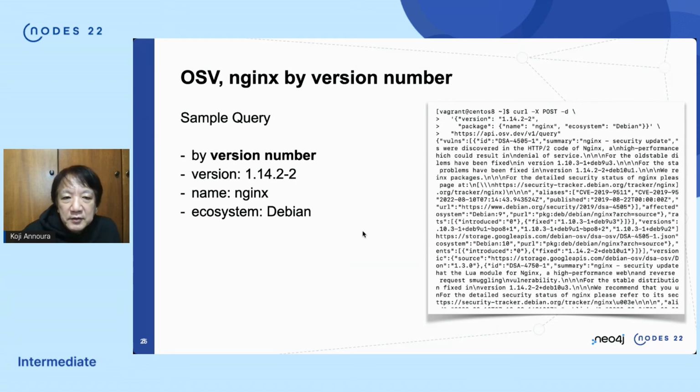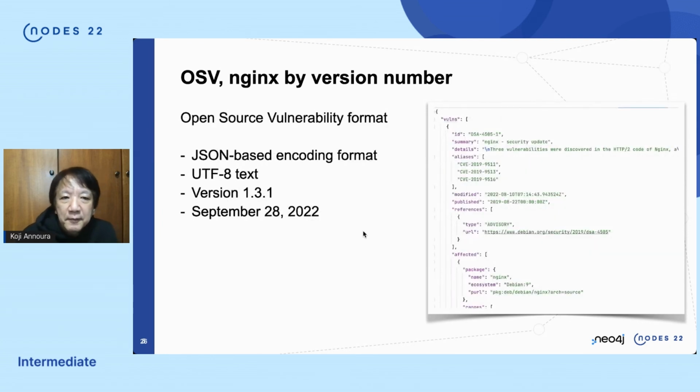So I reformatted this line here. Okay, this is the Open Source Vulnerability format, a JSON-based encoded format in UTF-8 text. Current version is 1.3.1, September 28, 2022. You can see the CVE code here, the tree code here, and a lot of information we can get.